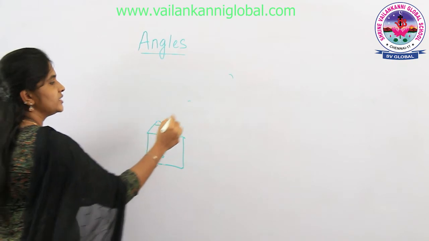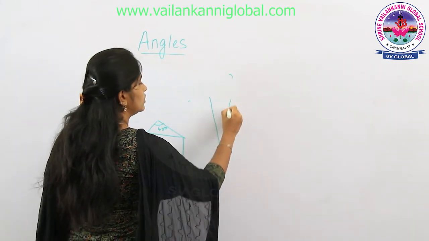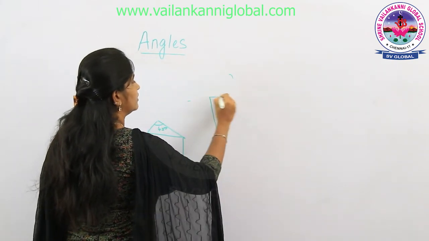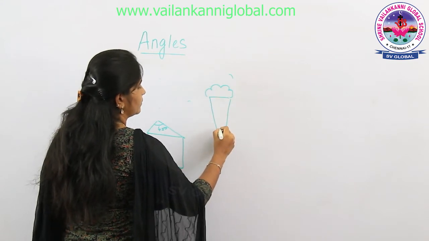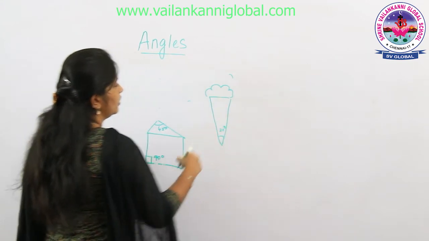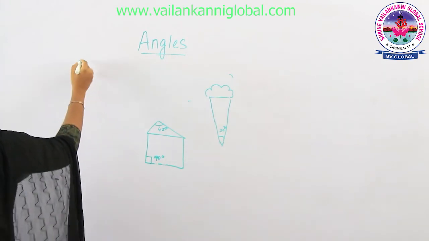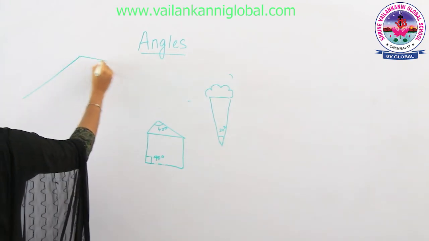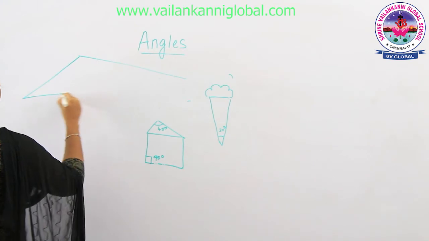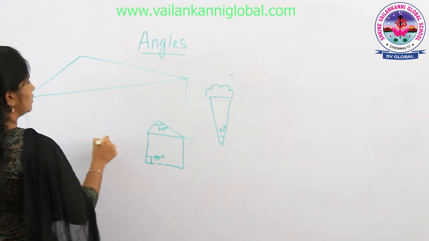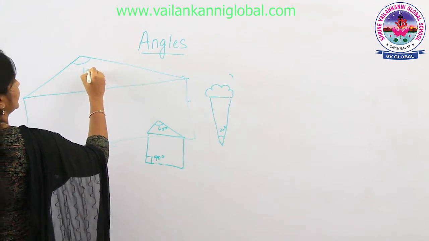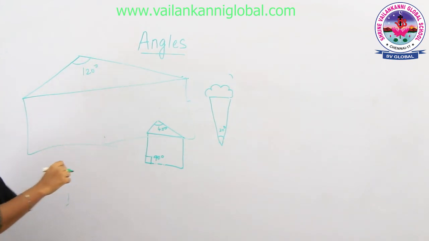Or as well as your ice cream cone. This also has an angle, which is lesser, so an acute angle, maybe 20 degrees. For example, another bigger angle. Okay, so this is an obtuse angle, which is greater than 90 degrees. All these angles we can see in real-time examples.